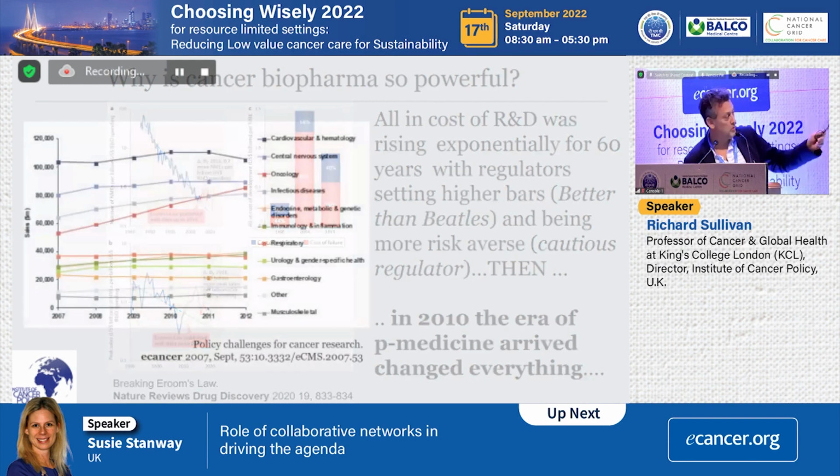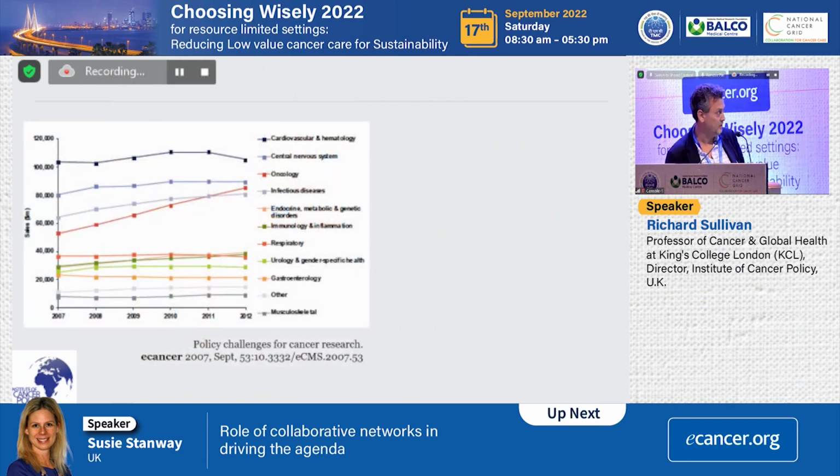And indeed, we did some work in 2007, which we didn't even realize at the time what it was. This was just sales in Western Europe and the USA of cancer drugs against all these other disease areas. And you can see they're all flatlining. And in fact, cardiovascular is starting to come down. Why? Interventional cardiology. Look at the growth area for cancer.